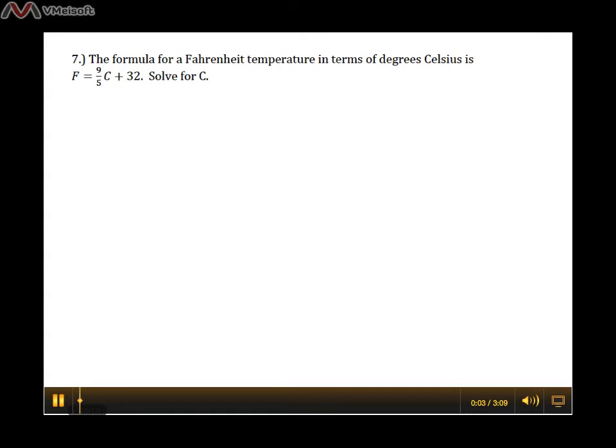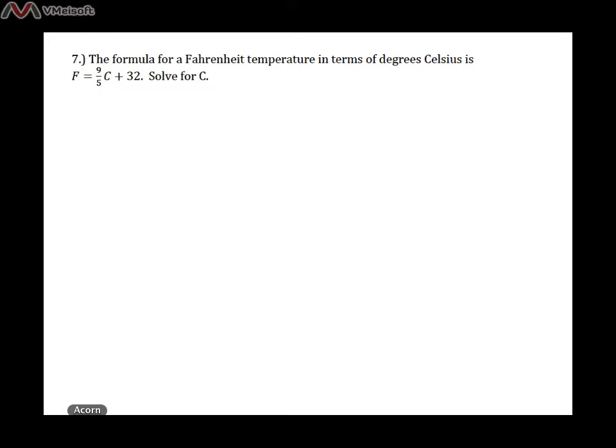States, we use Fahrenheit, but in most other countries, they use Celsius. So to go back and forth between the two, this formula for our Fahrenheit temperature in terms of degrees Celsius is that Fahrenheit equals 9/5 Celsius plus 32.